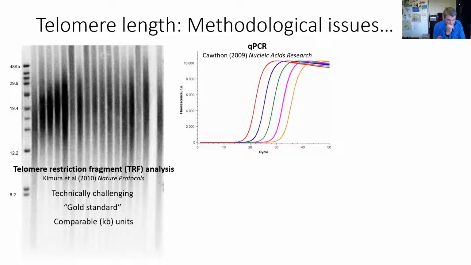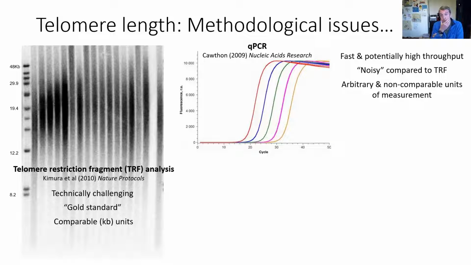But essentially, the TRF, which is a Southern blot-based method, is, certainly from experience in my lab, a technically very challenging method to set up and get running in a robust and repeatable way. But it's broadly thought of as a gold standard method. It tends to produce very high technical repeatabilities, and it's one of the original methods. It produces smears of telomeric DNA, which you can relate to a DNA ladder for any given sample, and that allows you to generate data in clear and comparable kilobase units. So it is real absolute units of telomere length.